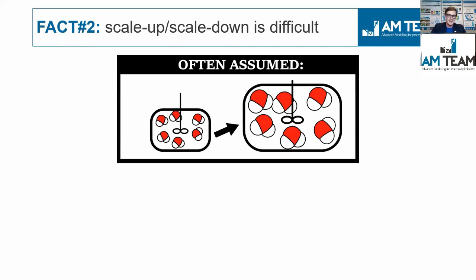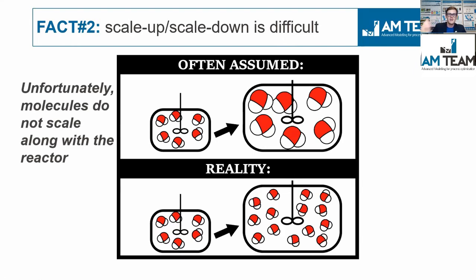One of those is this. What is often assumed is that if you scale up a system, the molecules scale along with the system. But in reality, you simply get more of them. And this is causing very non-linear behavior in your system. So we typically tell our customers quite often, unfortunately, molecules do not scale along with the reactor. This would make things much easier, but it is not happening, unfortunately.